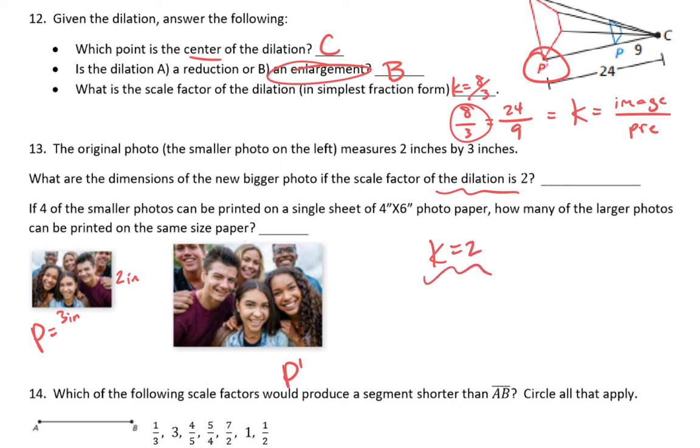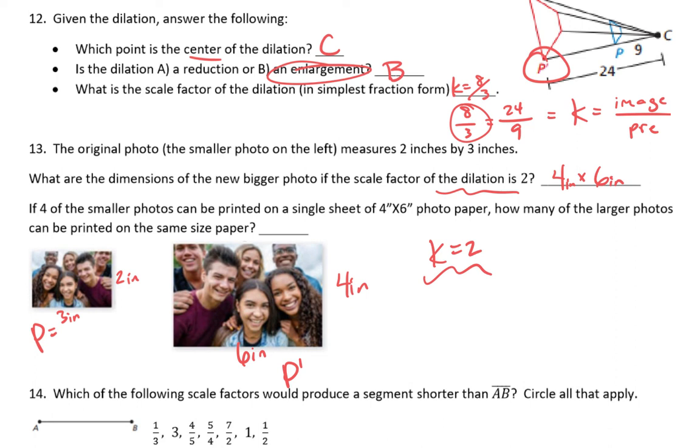So you guys should know exactly what to do. You'll take that 3, multiply it by 2. So that's going to be 6 inches. You'll take that 2, multiply it by 2. That's going to be 4 inches. Okay, so we have 4 by 6. 4 inches by 6 inches.